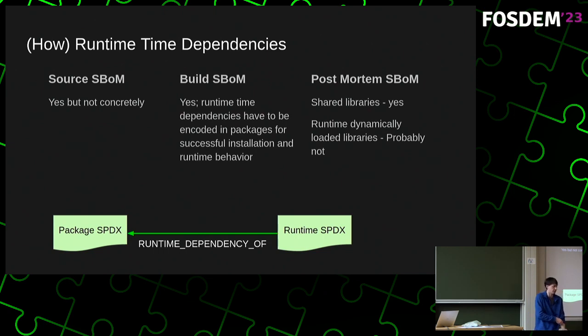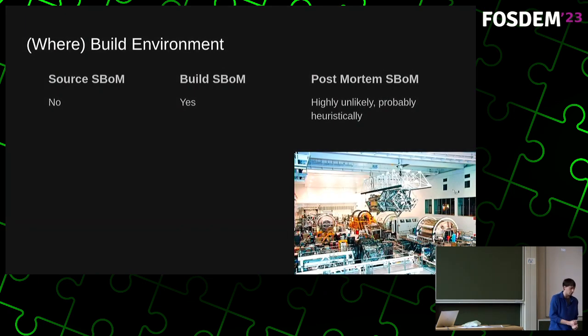And for post-mortem analysis, for shared libraries, you can actually figure this out pretty easily because it's in the ELF header. But for anything that's runtime dynamically loaded, like if you do dlopen or something like that, you probably can't figure that out very easily with post-mortem analysis. In your build environment, obviously source SBoMs don't care about this. Build SBoMs, you should be able to know this information. And for post-mortem analysis, maybe you could figure that out. I don't know. If it was encoded in the executables, maybe some of that information could be known.